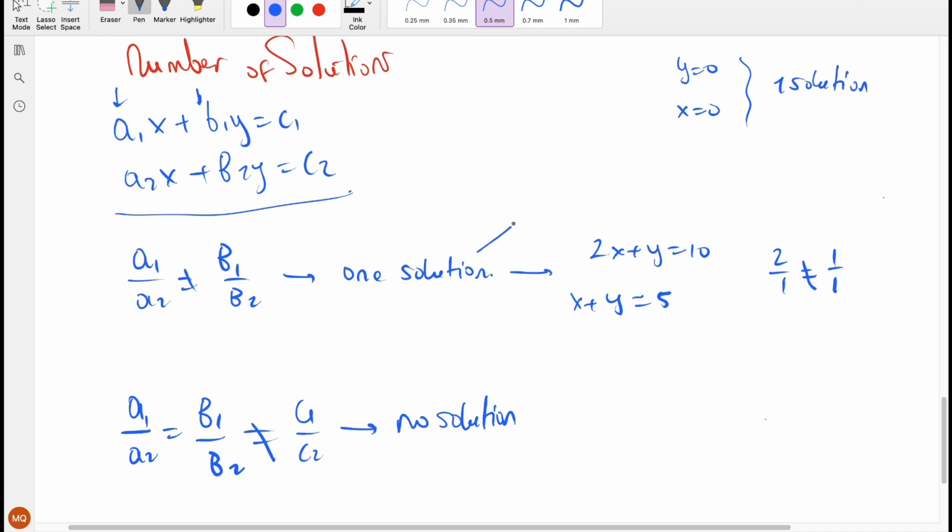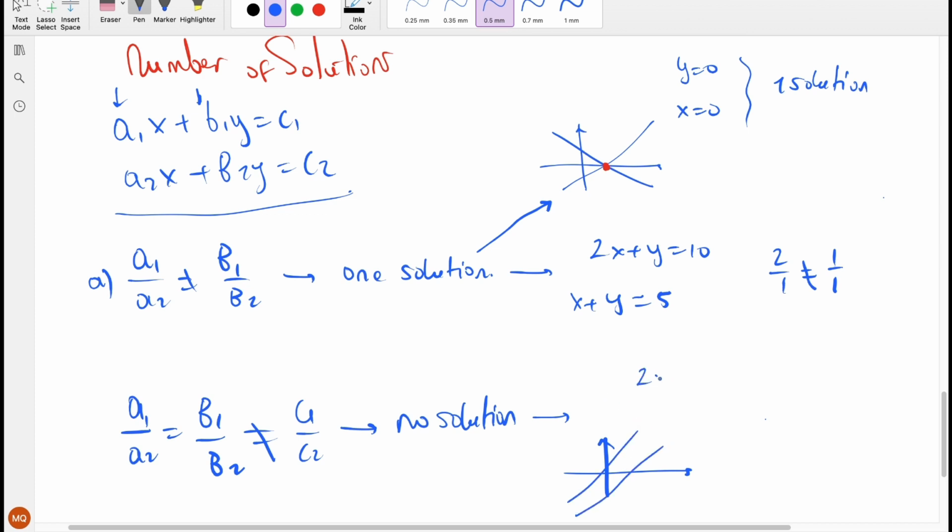And also I want to add this one here. When you write both equations in Desmos or a graphing calculator, you will get something like that. Two lines intersecting at one point, and this point is the solution. Okay, for no solution, you will see two parallel lines.